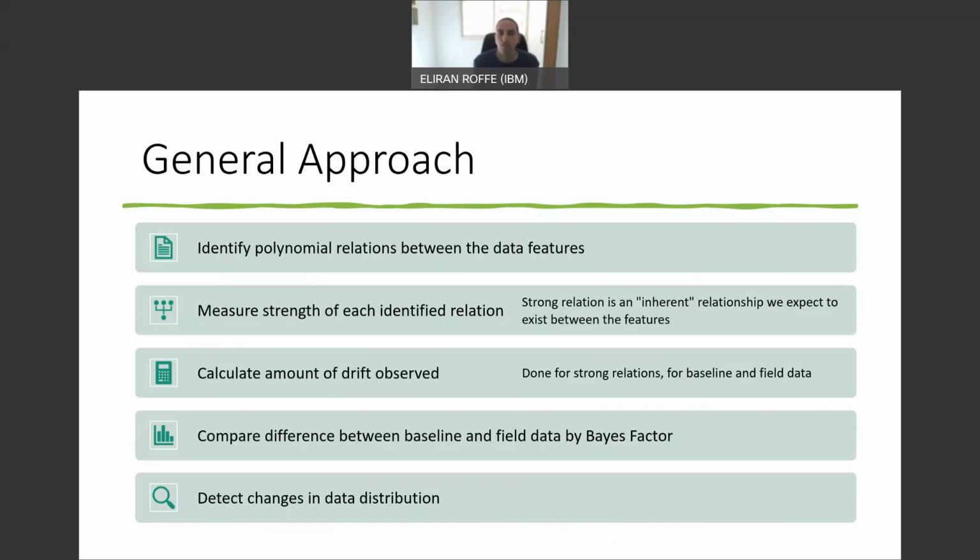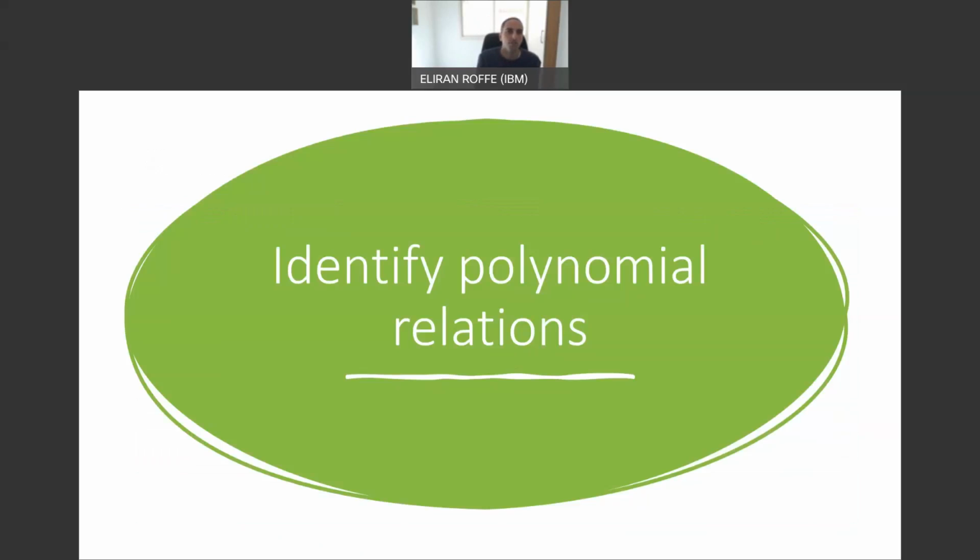These relations can have some inherent relationship that we expect to have between the features. We'll calculate the amount of drift for every strong relation for baseline and field data. And then we'll do some comparison between the baseline and field with statistical approaches like likelihood function and Bayes factor. And this will help us to detect a change in the data distribution, and therefore to alert the user that maybe the model is not as good as it was before.